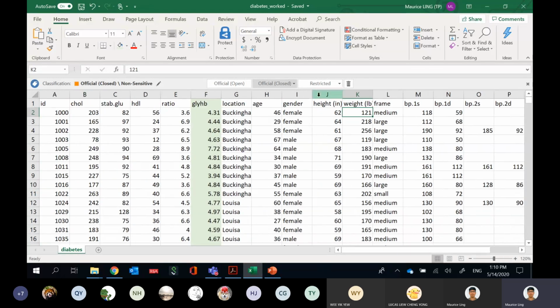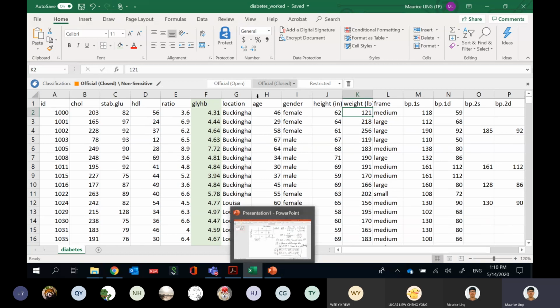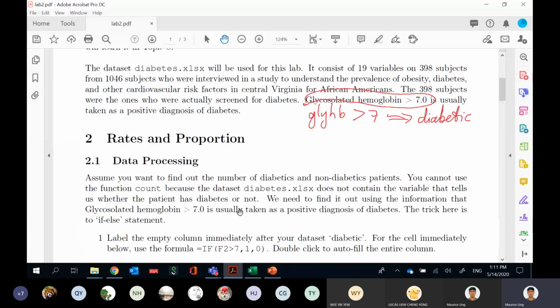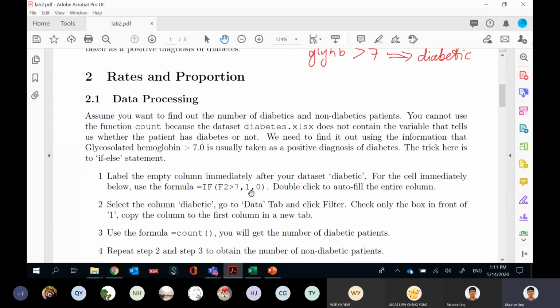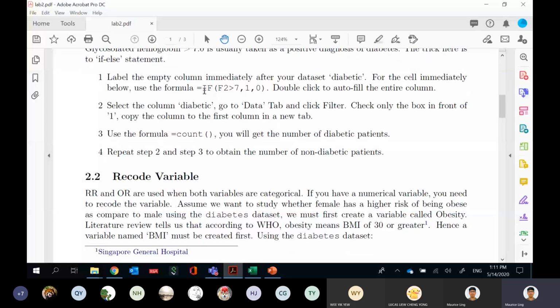All right. So the first step is to look at how many are what we call diabetic or not diabetic. So let's go. We want to say that if the glycosylated hemoglobin value is more than 7, so how do I read this? I use an if function. If the cell F2 is more than 7, then I code it as 1. Otherwise, I code it as 0. It means that if the value of F2 is more than 7, you have diabetes. 1 means diabetic, 0 means non-diabetic. Understand how this looks?